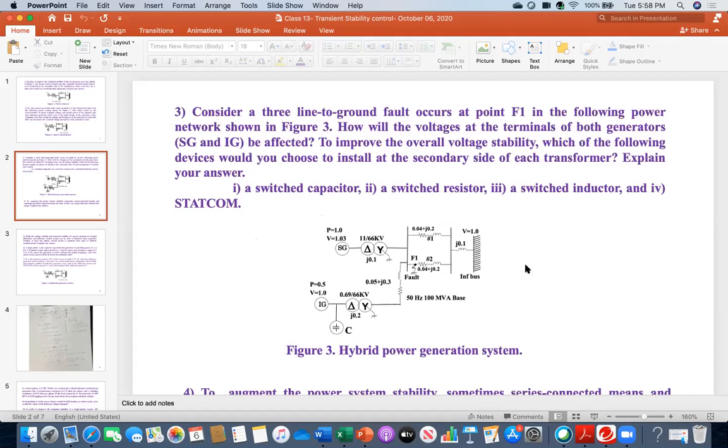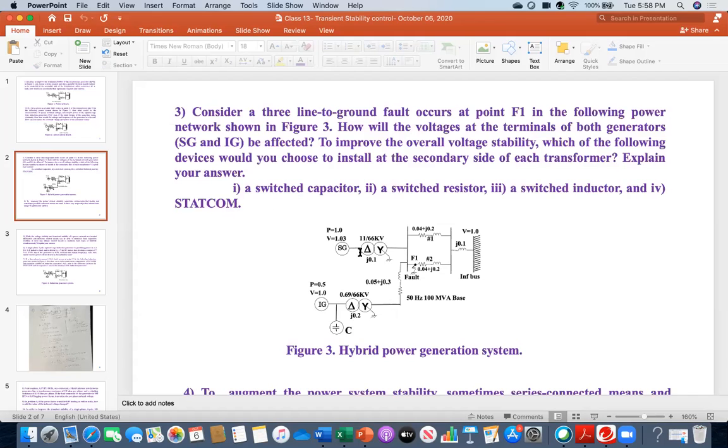That's the appropriate answer. Now, for IG, definitely we will not put two devices together. No, we will not put switched capacitor plus STATCOM because it will be too costly. So we can put either device, switch capacitor or STATCOM, but the STATCOM performance will be the best because STATCOM has a robust control strategy inside it. Switch capacitor is just normal switching. So definitely it will help improve, but STATCOM will be more robust. At the terminal of IG, I will put either switch capacitor or STATCOM; however, the STATCOM performance will be better than the switch capacitor.